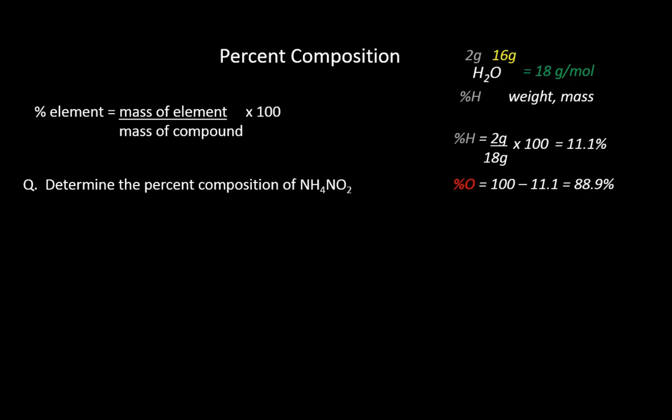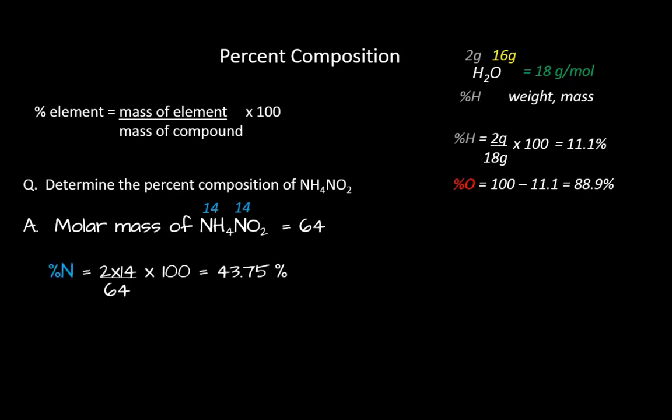First of all, we're going to need the molar mass of ammonium nitrate. So you add up all the atomic masses and get 64. So now for the percent of nitrogen. We have to get the total mass of nitrogen. You can see that it is in 2 spots, here and here. So now we write the percent of nitrogen, 2 times 14, total mass of all the nitrogens in the compound, divided by the molar mass times 100, and we get 43.75%.